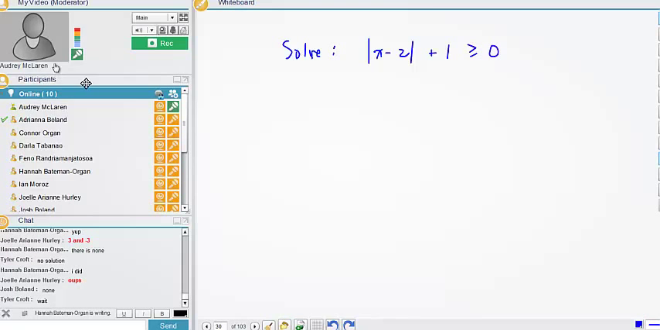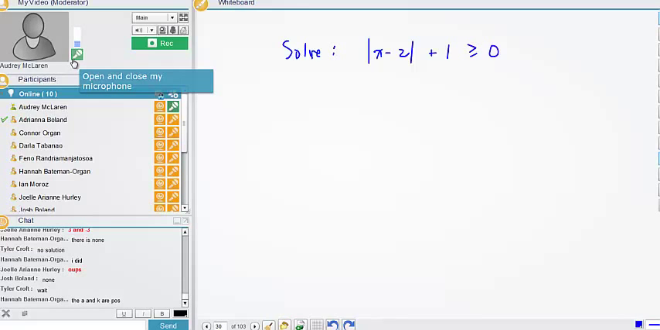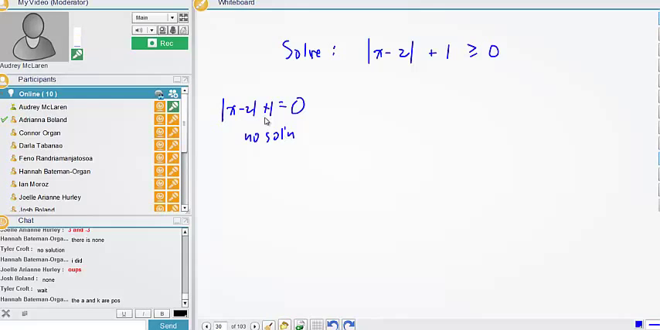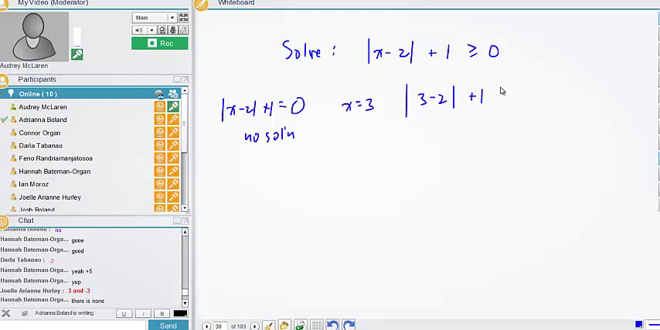What, Tyler? Wait, what? The a and k are positive, yeah, so if this were x minus 2 plus 1 equals 0, yeah, there'd be no solution, right? But this isn't just equals, we're looking for where it's greater than or equal to 0. So let's just try out, Joelle, you had 3 and -3. Let's try out 3 and let's see if it gives a true statement. Is absolute 3 minus 2 plus 1 bigger than or equal to 0? Yeah, actually it is. This comes to 1. This comes to 2, and so 3 is a solution.